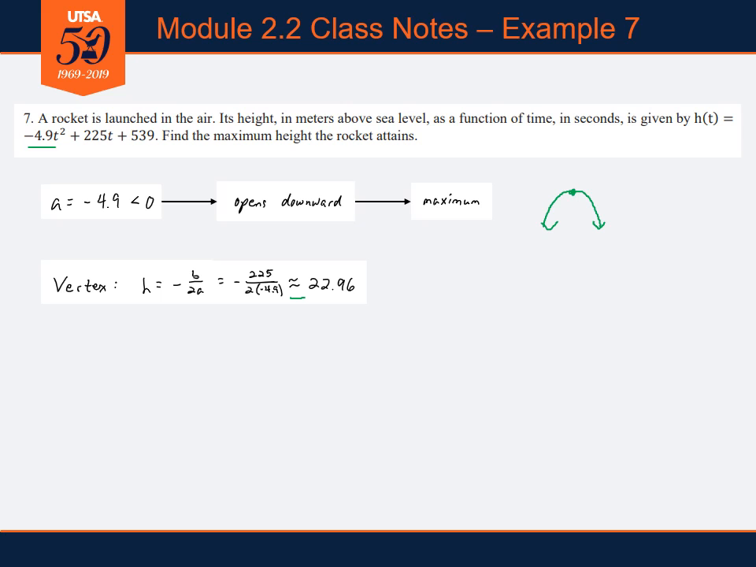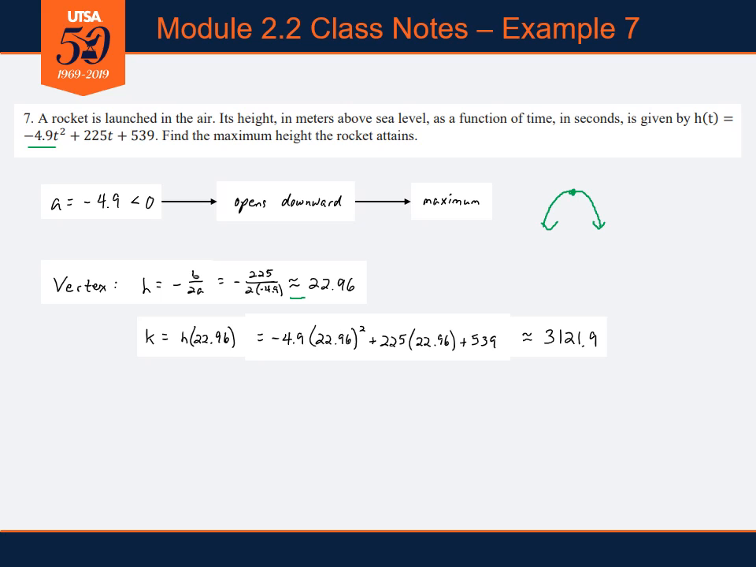Then I'm going to plug that number back into my function to find the height, to find the k value. That's negative 4.9 times 22.96 squared plus 225 times 22.96 plus 539. And again, a calculator can help me do some of this math. And I get approximately 3,121.9.